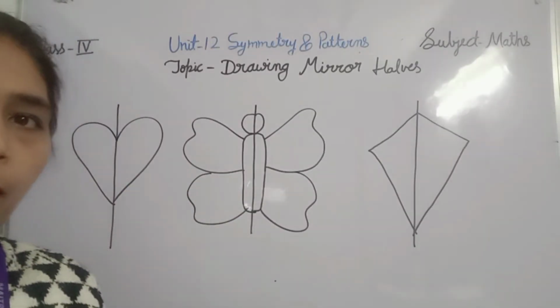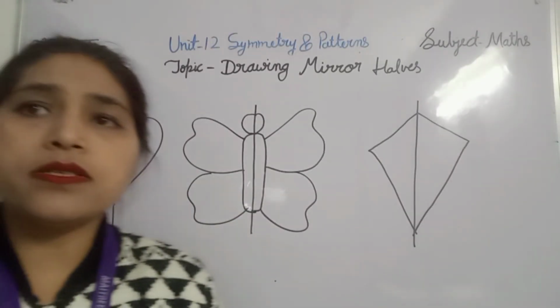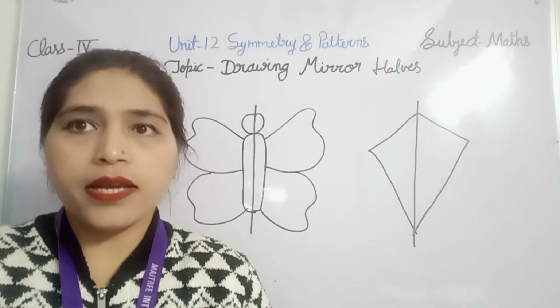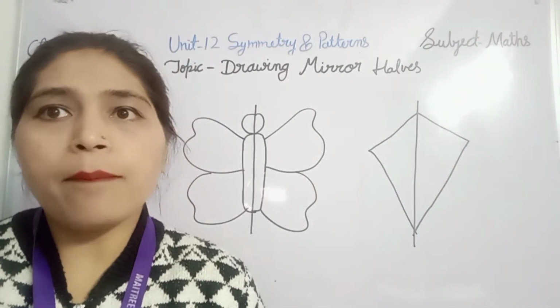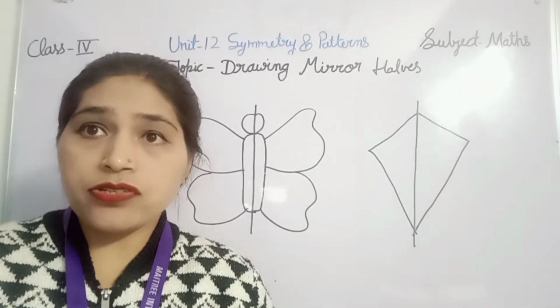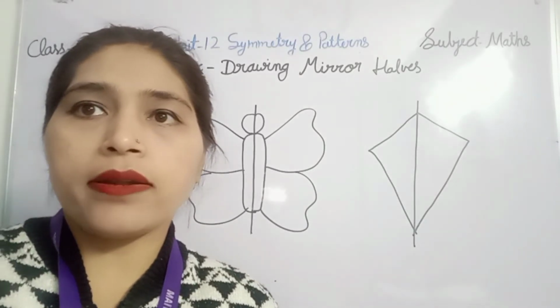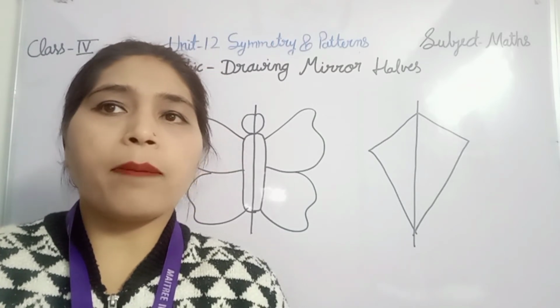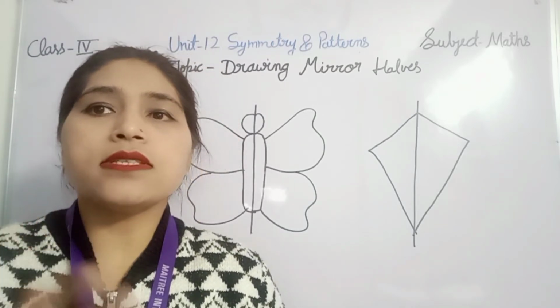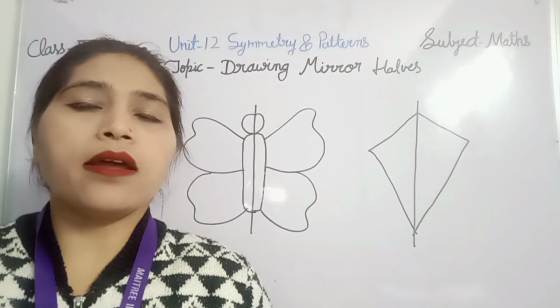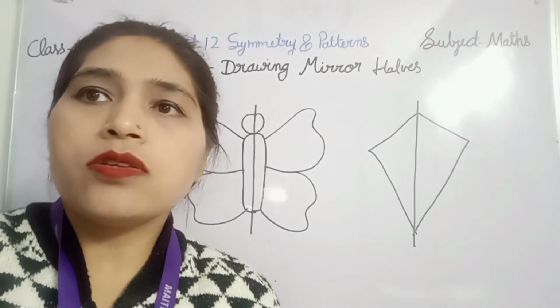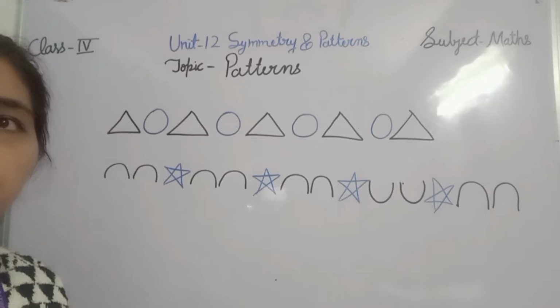Symmetry and pattern. What is a pattern? Pattern means when the same thing is repeated again and again, then it makes a pattern. Like in a bed sheet we sometimes have a pattern. Yes, your mama's sari has loads of patterns. Fabric has lots of patterns. So what is a pattern? If the same thing is repeated again and again, then it is called a pattern. So now our next topic is pattern.